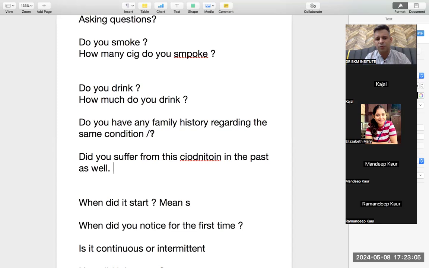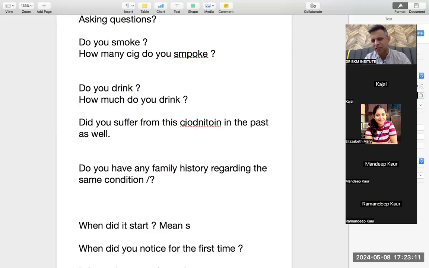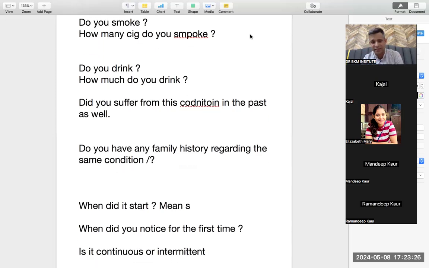So family history should be asked afterwards. First of all, I should ask about the personal history. So did you suffer from this condition earlier as well or in the past? So that is the way. So did you suffer? You will get marks like anything. Or otherwise, like, do you have any past experience regarding the same condition? Okay. Do you have any past experience?